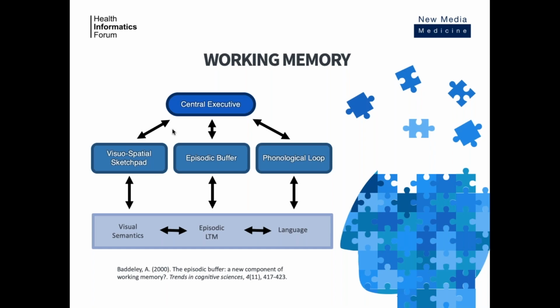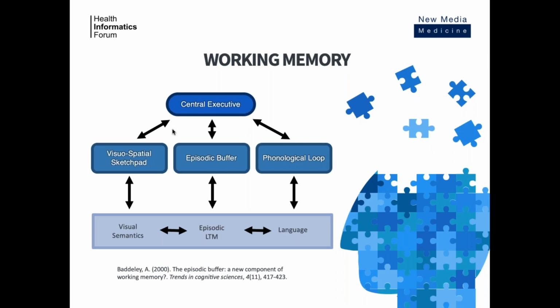And there's three modules that pull information into the central executive. One is the visuospatial sketchpad. And this is like an imaginary sketchpad in your head that you can use to create images that you can hold in your mind and rotate them and create thoughts.